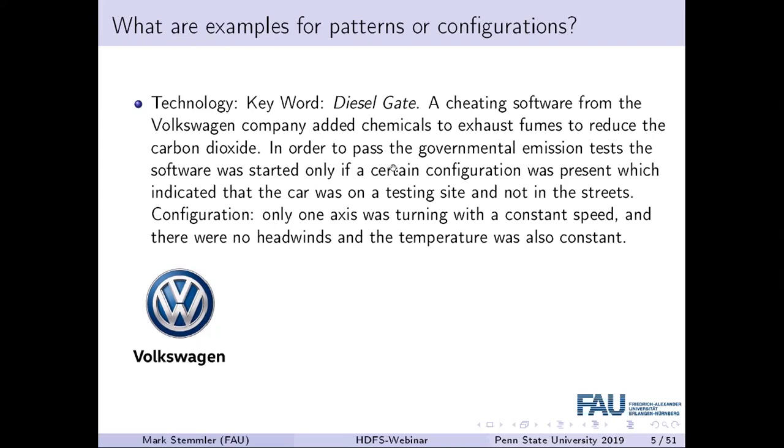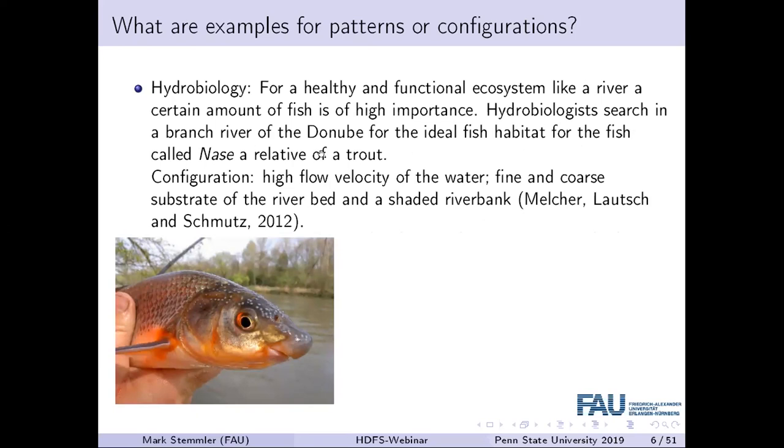You can see this is multidisciplinary. This is something from hydrobiology, where people from Austria, Melcher, Lauch, and Schmutz, investigated a branch river of the Danube in terms of a functional and healthy ecosystem. A functional and healthy ecosystem, like a river, needs a certain amount of fish. And they were looking for this fish over here. It's a sort of a trout. It's called Nase, and that's the German word for nose. And you can see this trout obviously has a very specific nose.